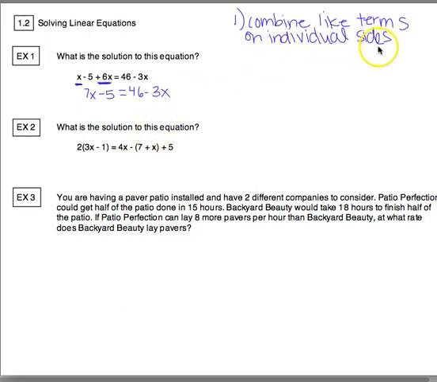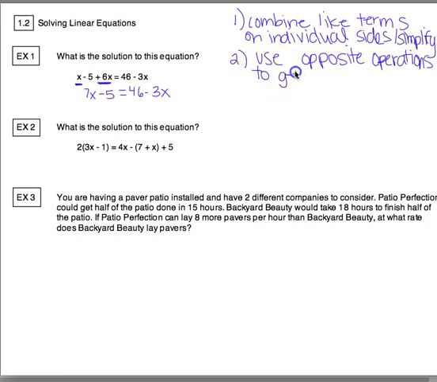So the next thing that we're going to do once we have combined like terms and simplified on the individual sides is we're going to use opposite operations to get all variable terms on one side and constants on the other.